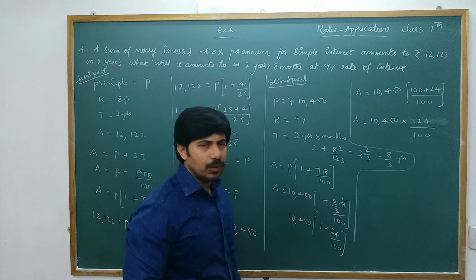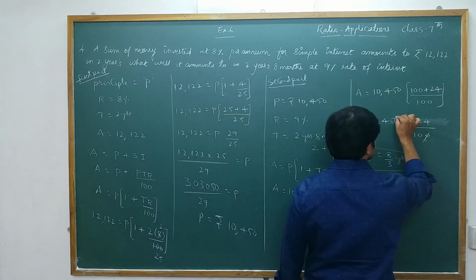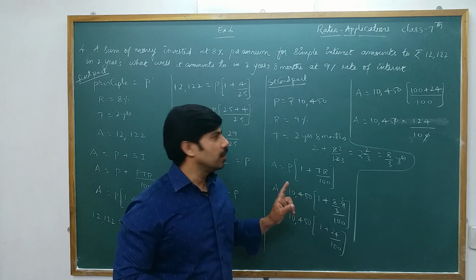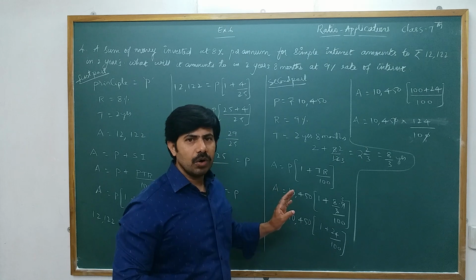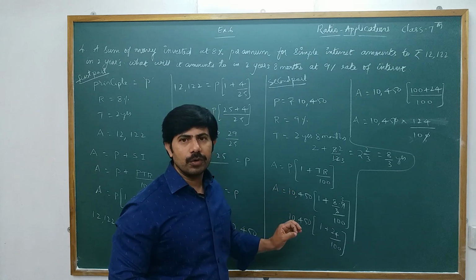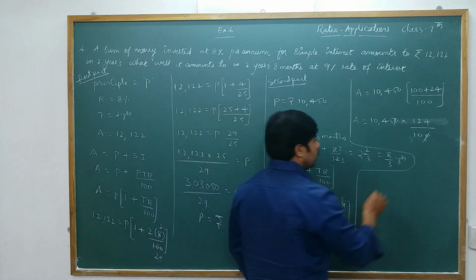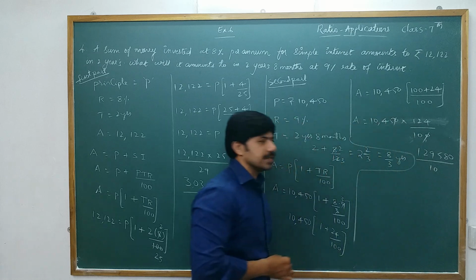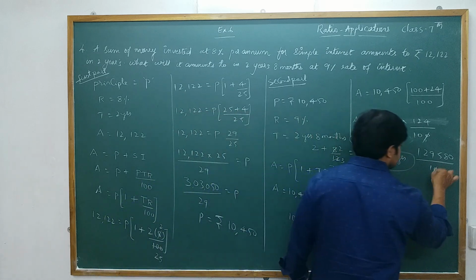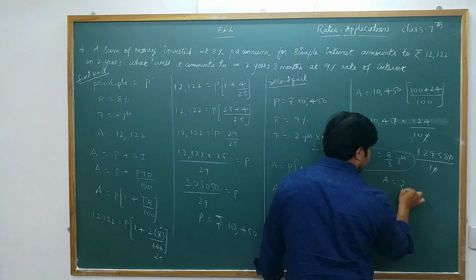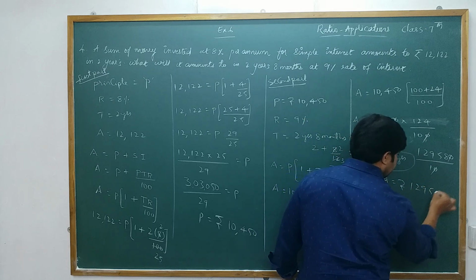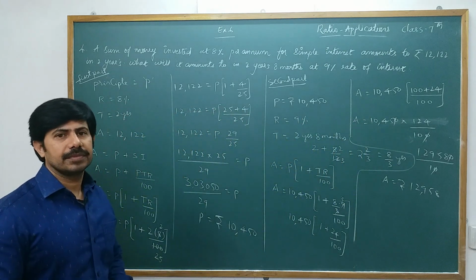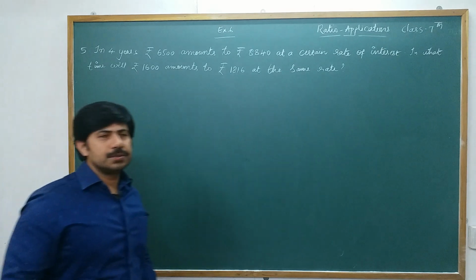So here first we eliminate 0 0. Now we will multiply 1045 into 124. This comes as 129,580 by 10 as it is, right? So we can cancel 0. Therefore the amount is rupees 12,958. It's completed, right?